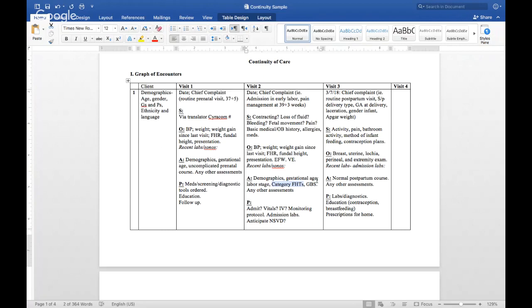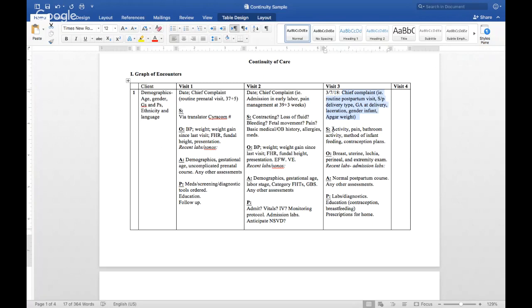And then for visit 3, I have a postpartum visit. So routine postpartum visit, status post NSVD at 39 and 4 delivery, say first degree laceration, female infant, Apgars 9 and 9. I would say it's subjective that she's resting comfortably. Her pain is controlled with her medication. She's been voiding, but she has not had a bowel movement. She's breast and bottle feeding, and she thinks it's going well. And she plans to use condoms as contraception.